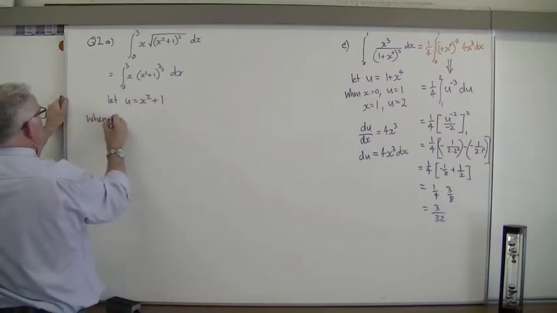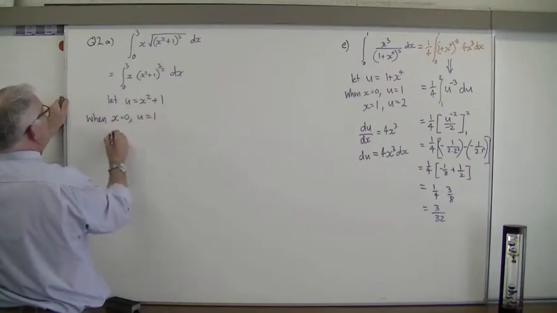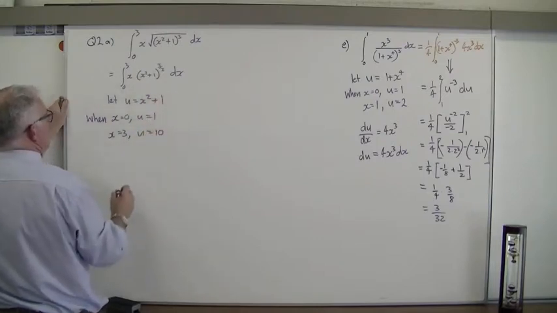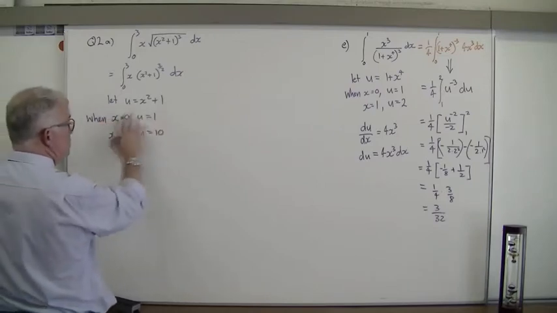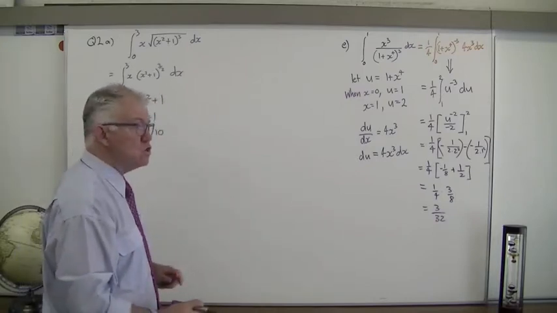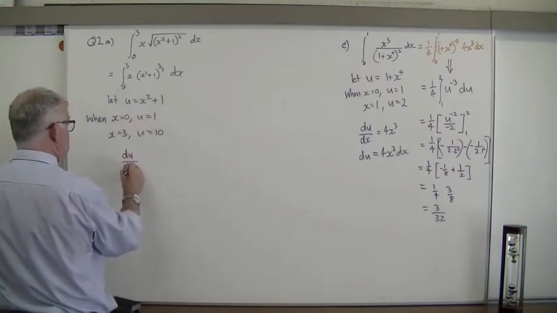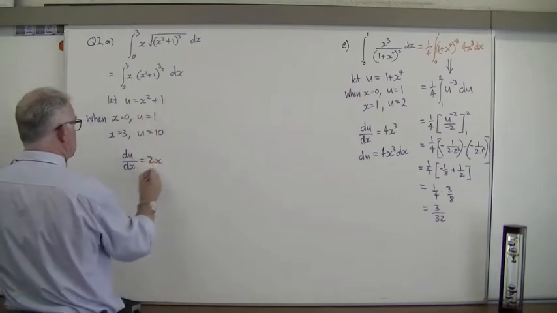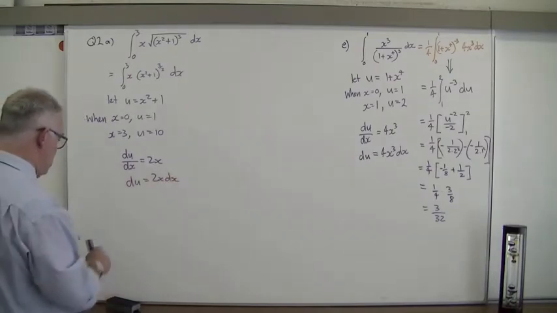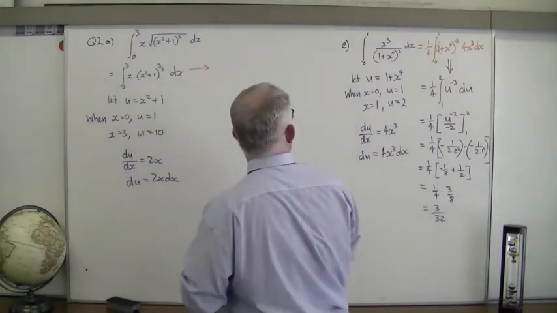That means when x equals 0, u equals 1. When x equals 3, u equals 9 plus 1, 10. Alright, next step is, so we've figured out what the new limits of integration will be for the function that relates to u. The next thing to do will be to find the derivative of u with respect to x will be 2x, so du is equal to 2x dx. Okay, and this is where we're going to sidestep at this point. Right, we sidestep here.